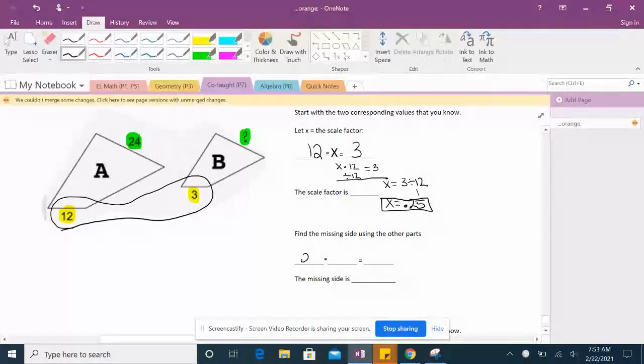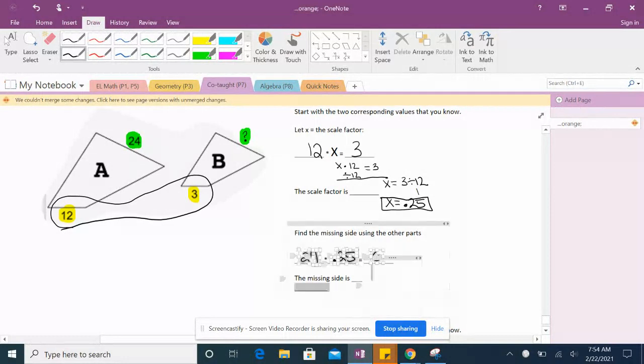So we have 24, tenemos 24. We know the scale factor is 0.25. Sabemos el factor de escala es 0.25. And when we multiply these, this gives us a value of 6. So obtenemos un valor para 6. So the side that we're missing is 6. Entonces, el lado que falta is 6.